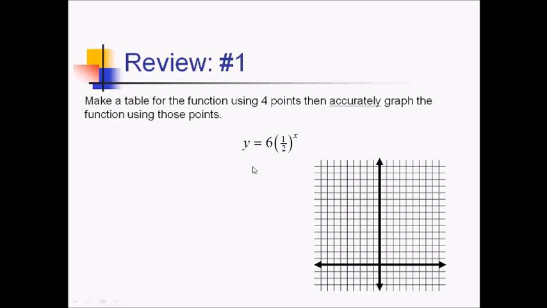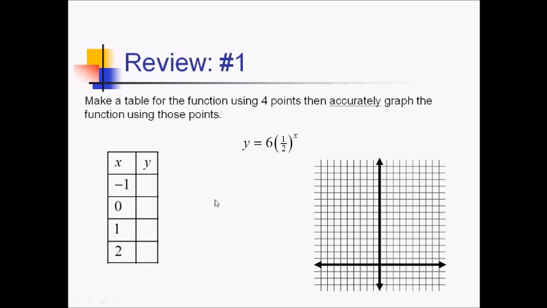So let's make our table. Picking out the x values, we're going to use -1, 0, 1, and 2. Those are good x values to use for exponential functions because these grow pretty quickly, so you don't want to use anything too big for inputs. Let's go through and plug these in now.